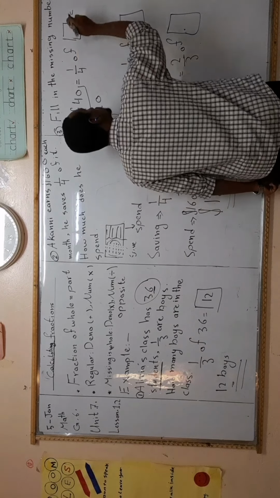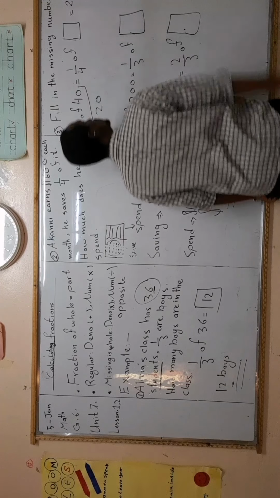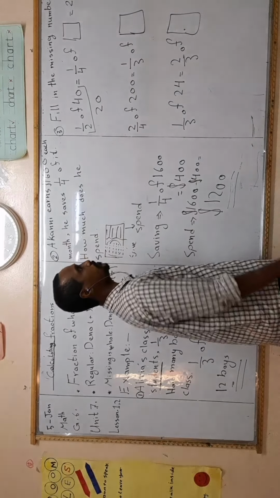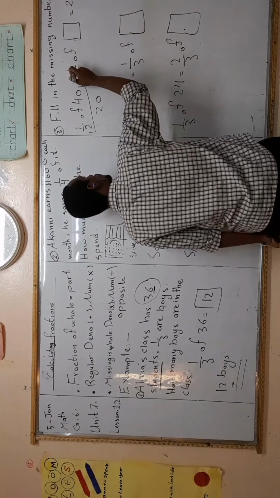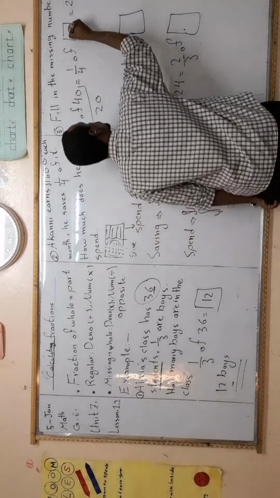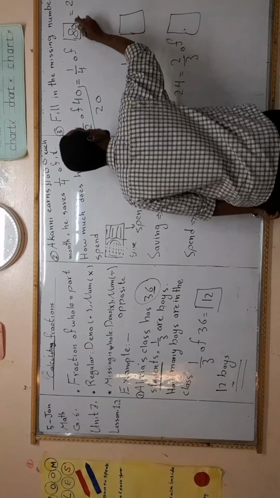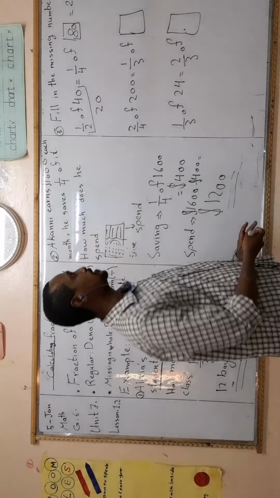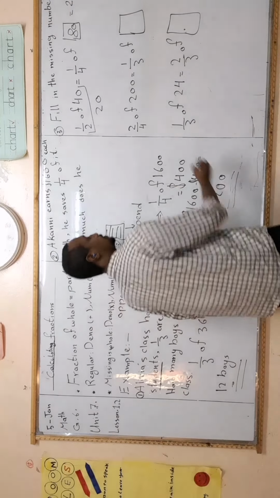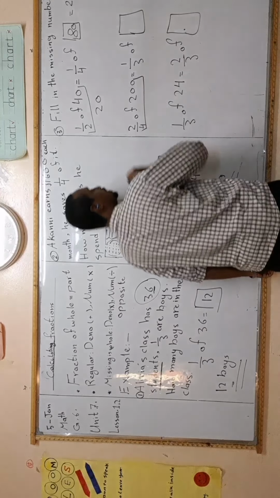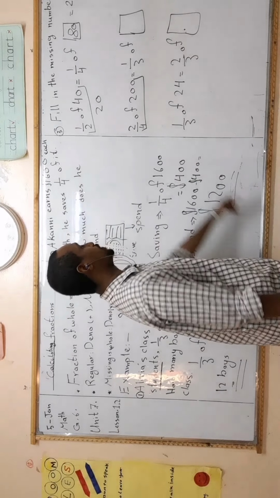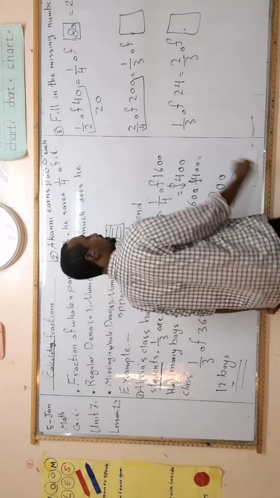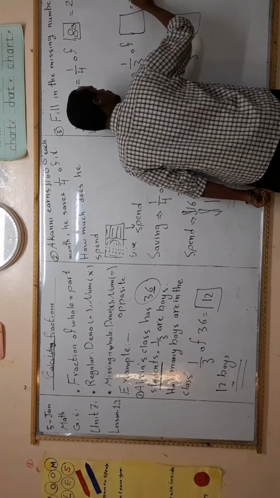So it will be like this: 1/4 of the missing number equals 20. What is it? We do the opposite. 20 divided by 1 multiplied by 4 equals 80. That means the missing number here is 80. Here we do the same thing. Find this first: 200 divided by 4 equals 50. 50 times 2 equals 100.